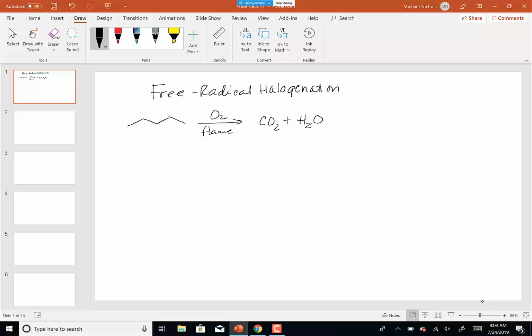The other thing that we can do with an alkane then is we can replace the hydrogen with a halogen. And this turns out to be an important reaction because if we're going to start with an alkane and I want to make a bigger molecule out of it, or I want to add a functional group, the first step is to replace the hydrogen with the halogen. Because then what can I do with that halogen?